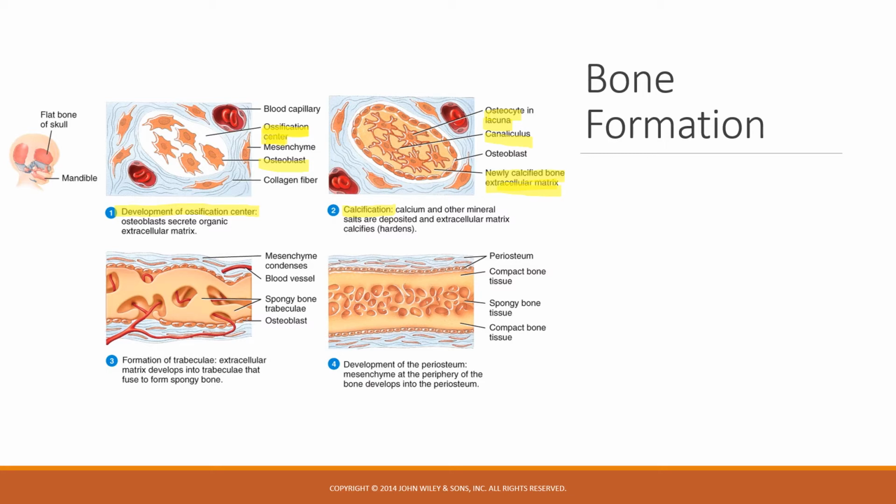The third step is going to be formation of the trabeculae. As the bone extracellular matrix forms, it develops into trabeculae that fuse with one another to form spongy bone. This is around a network of blood vessels in the tissue. You can see the trabeculae are actually forming around the blood vessels. Connective tissue associated with the blood vessels in trabeculae differentiates into red bone marrow. So this is also the step where we have red bone marrow developed.